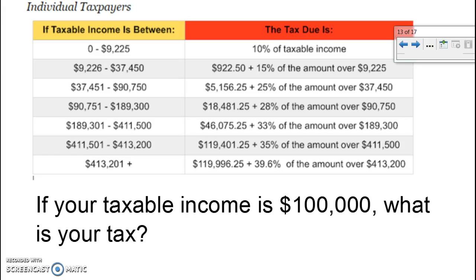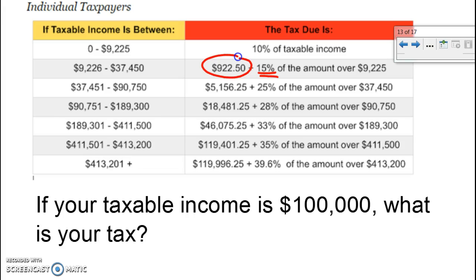So you can see that is $922.50. And then you pay 15% on the rest. So 15% is the marginal tax rate for somebody in that bracket. They pay 15% on essentially whatever it is, about $26,000, that they've earned above $9,000.